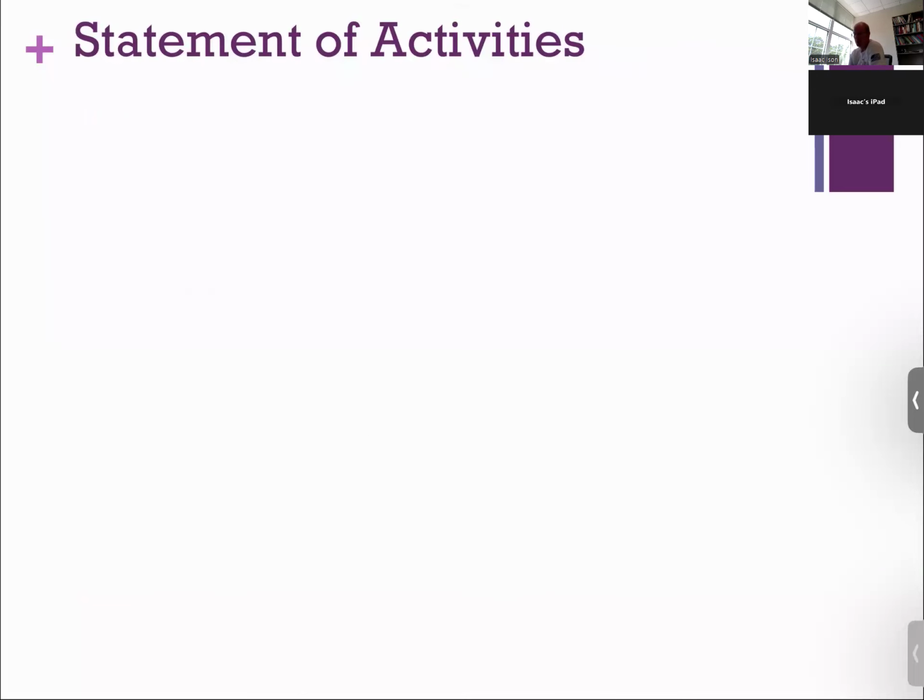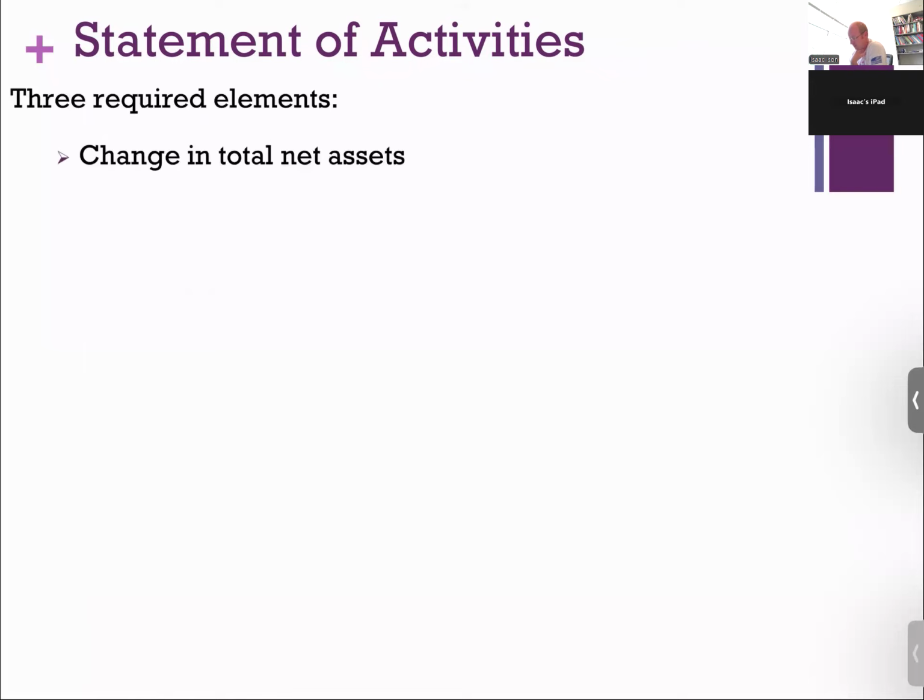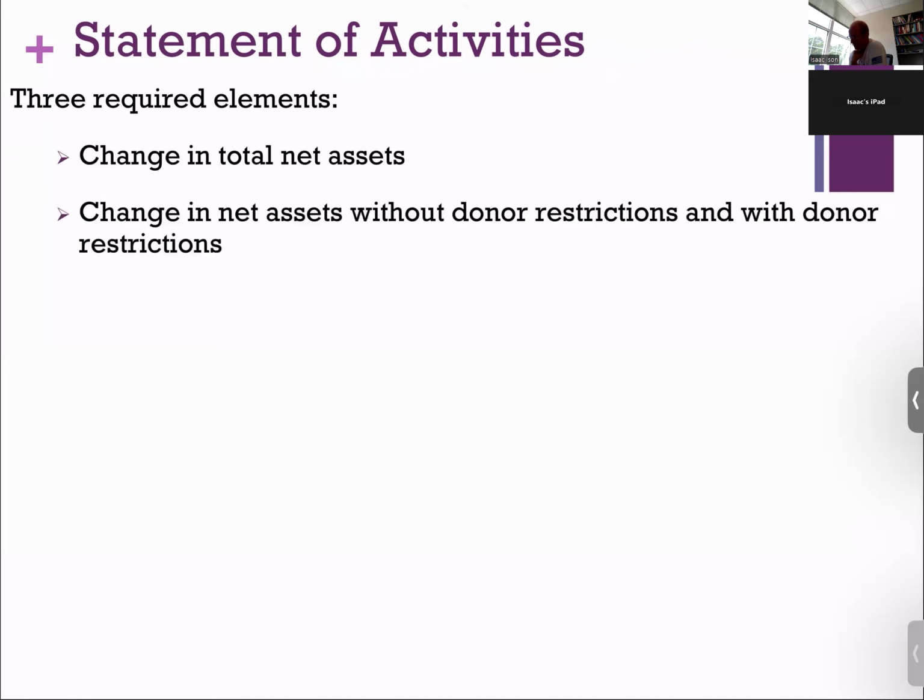Okay, statement of activities. So think of this as an income statement for an entity. Remember, though, we're not focused on net income. Instead, we're just focused on basically inflows that are either donor restricted or without donor restrictions. So you have your change in total net assets, and then your change in net assets without donor restrictions, change in net assets with donor restrictions. So kind of three required elements there: change in total net assets, without donor restrictions, with donor restrictions.